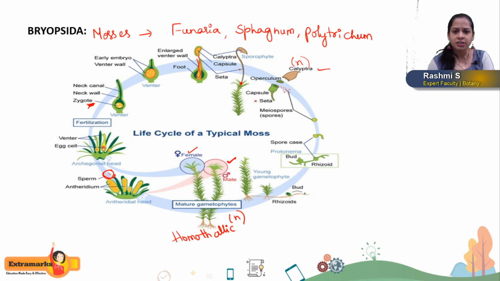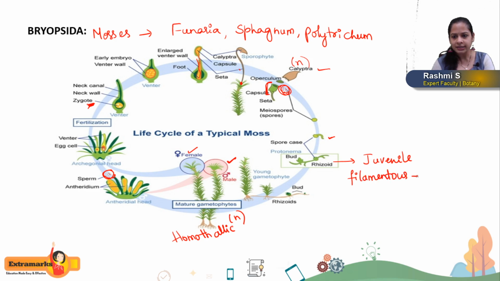Then the developing sporophyte, you can see here, has foot, seta and capsule. Inside the capsule, there are spore mother cells which give rise to the spores. Upon germination of the spores, you can see the germination of the spore here, there is development of an initial filamentous structure. The filamentous structure, the juvenile stage of mosses, is called the protonema.